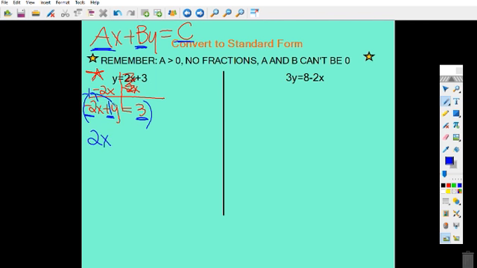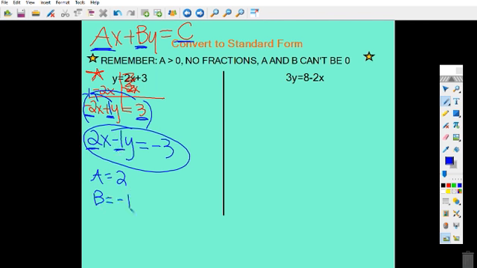-1 times -2 is positive 2x. -1 times 1y is -1y, equal -1 times 3, -3. Basically, what you have to do, if A is negative, you switch every sign. Okay, so if it was negative, it becomes positive. If it was positive, it becomes negative. Switch every sign. So, for your final answer, A equals 2, B equals -1, C equals -3.